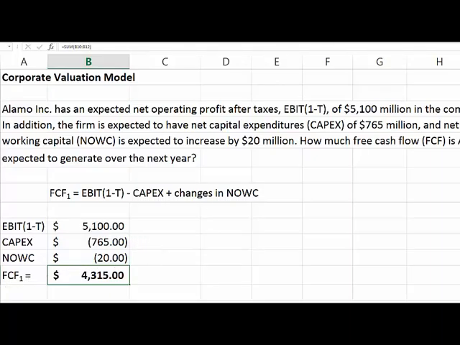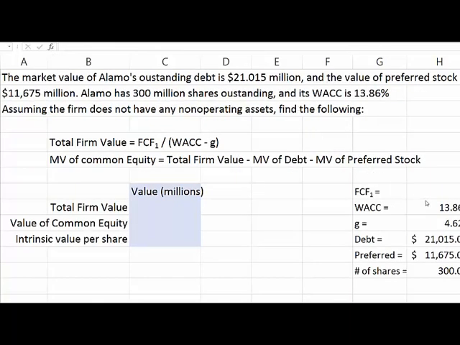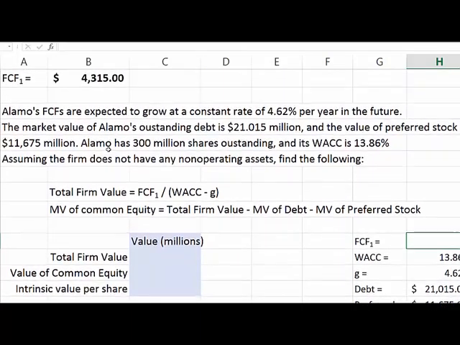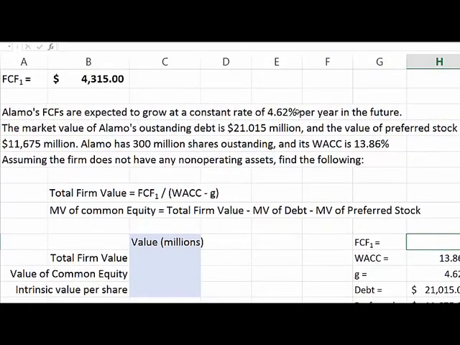The second part of the problem asks us to find what the value of the company is, and we know that according to the constant growth model, because this will continue to grow at 4.62% forever in the future, the company has this much debt, this much in preferred, and this number of shares outstanding. The cost of capital is 13.86.